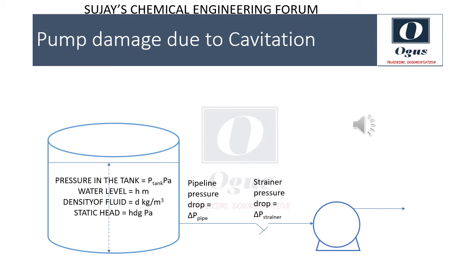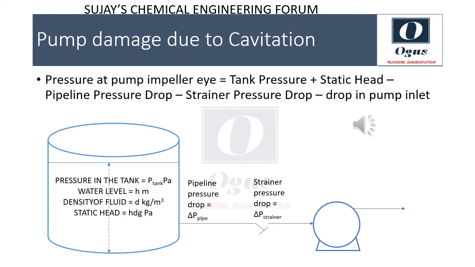When the fluid moves through the suction pipeline, it experiences some pressure drop due to the resistance exerted by the pipeline. This resistance is enhanced due to pipe roughness, presence of fittings and sharp bends and changes in pipe diameter. There will also be some pressure drop when the fluid moves through the suction strainer. The fluid experiences some pressure losses while it moves through the pump inlet up to the eye of the pump impeller. Accordingly, the equation for the fluid pressure at the impeller eye is written as: pressure at pump impeller eye is equal to tank pressure plus static head minus pipeline pressure drop minus strainer pressure drop minus drop in pump inlet.